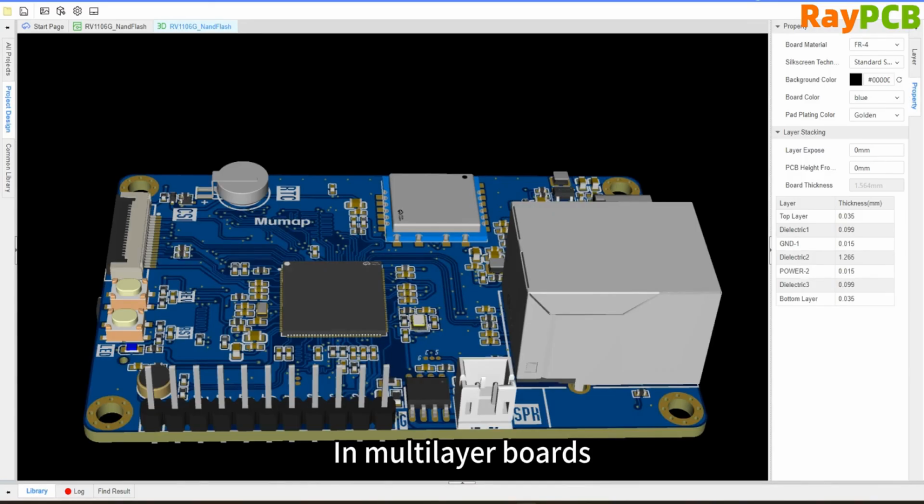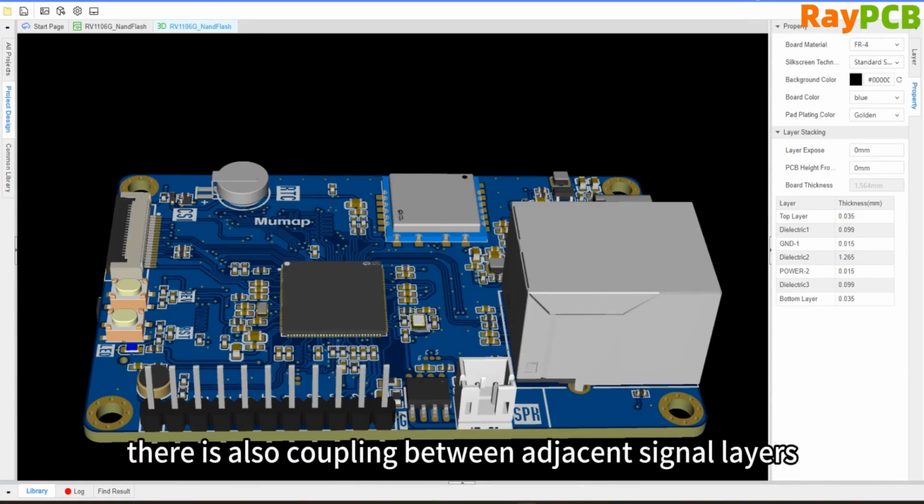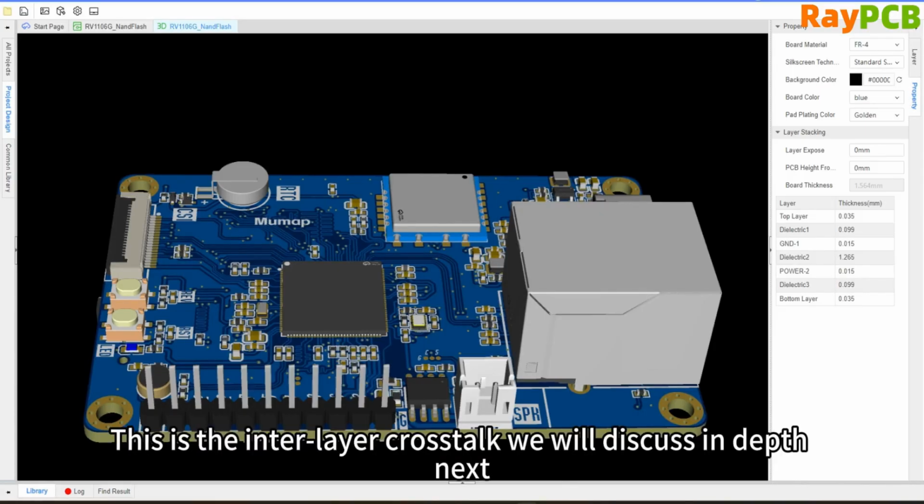Interlayer coupling. In multi-layer boards, there is also coupling between adjacent signal layers, which leads us to the next topic, interlayer crosstalk, which we will explore in depth.